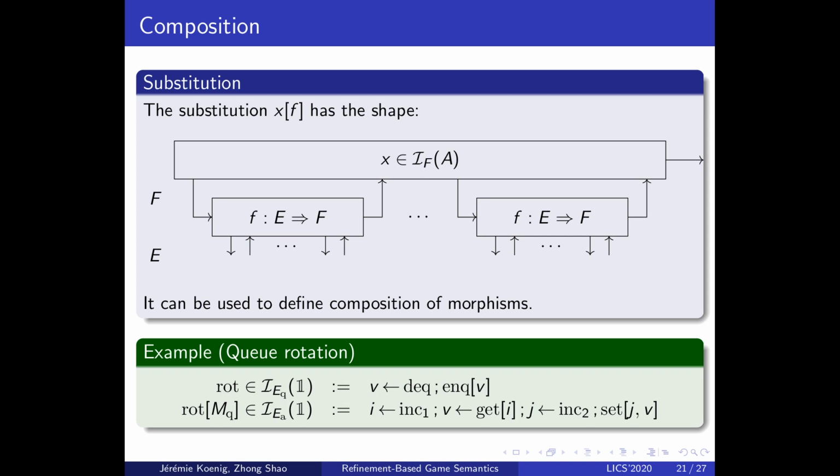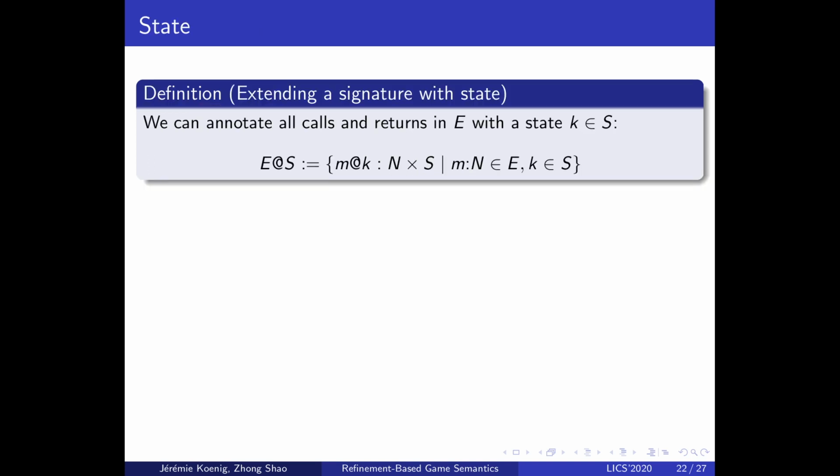So this basic substitution operation can also be used to define the composition of morphisms by using one morphism to translate all of the interaction specifications that have been used to define the other morphism. So now we have almost everything we need to describe certified abstraction layers.